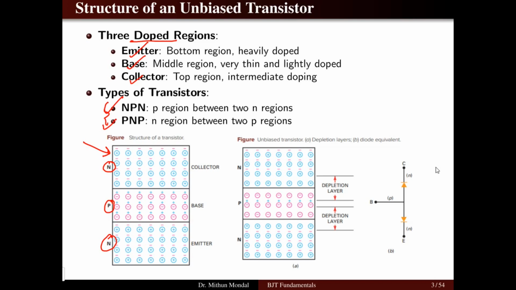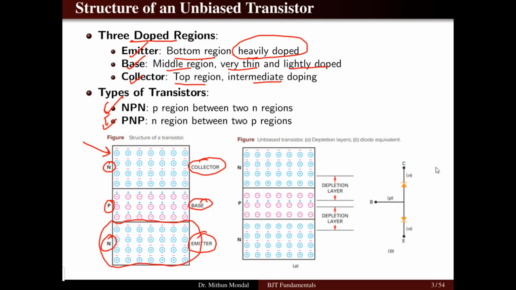So in the transistor, you have three important doped regions: the collector, the base, and the emitter. Talking about the emitter, this is basically the bottom region, which is heavily doped. The base, which is the middle region, will be very thin and lightly doped. Whereas the collector, which is the top region, has intermediate doping. So the doping level of the emitter is heavy, so the current flowing in the emitter will also be more.